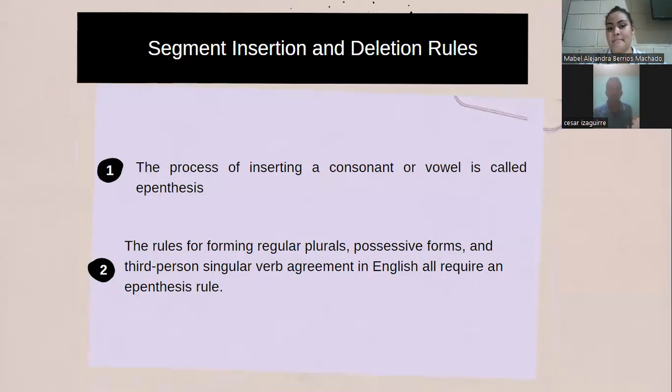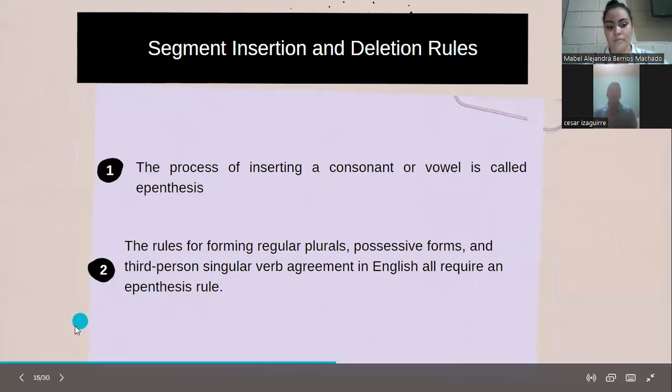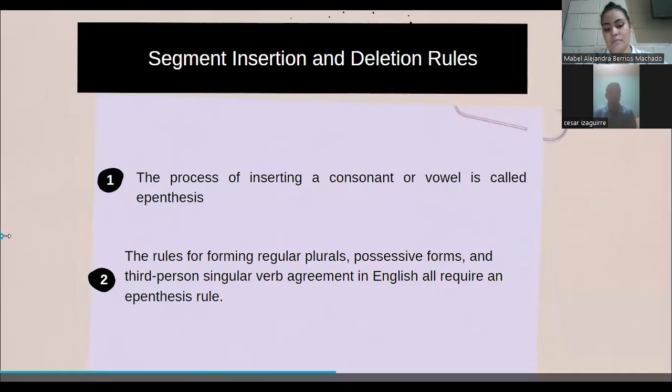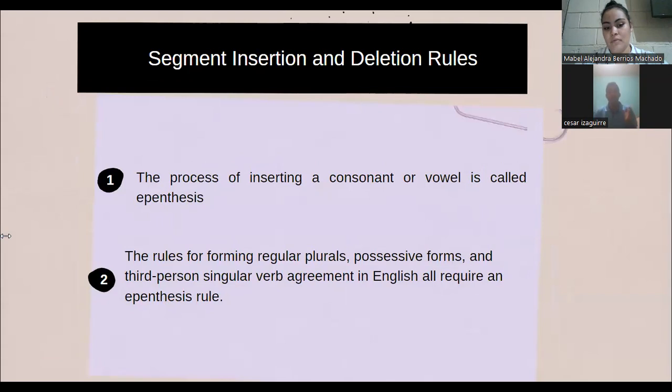Well, good afternoon. Continuing with the topic, my name is César Izaguirre, and I have the topic of insertion in the phonological rules. We have two points. In the first point, we have the process of inserting a consonant or vowel, which is called epenthesis. In the second, the rules for forming regular plurals, possessive forms, and third person singular verb agreement in English.